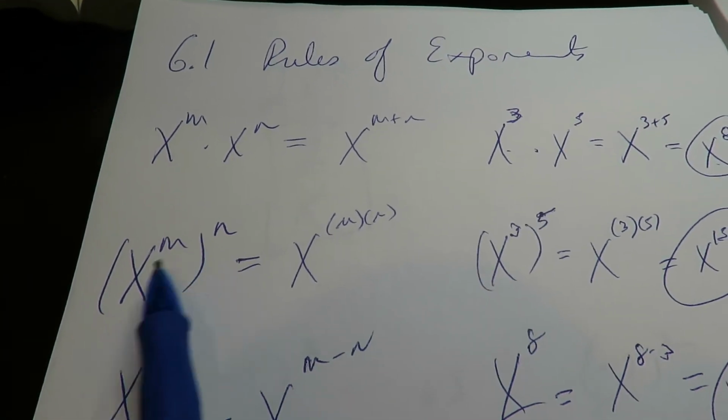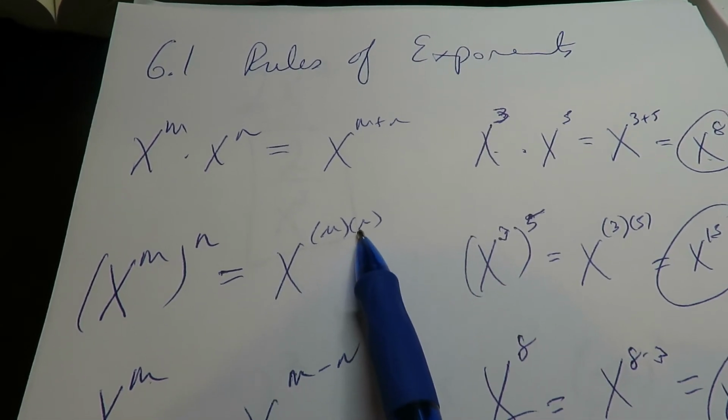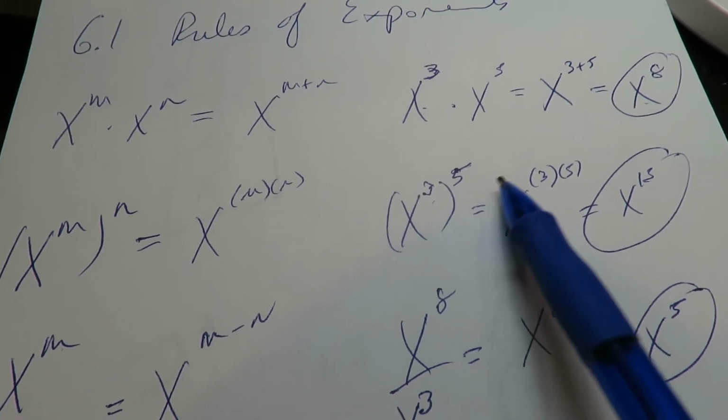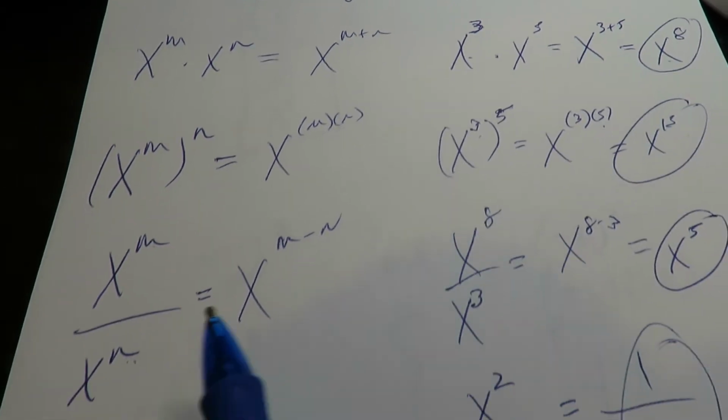If you have one base and you have an exponent raised to an exponent, you multiply. So for instance, if I have x to the third raised to the fifth, you multiply 3 times 5 and you get x to the 15.